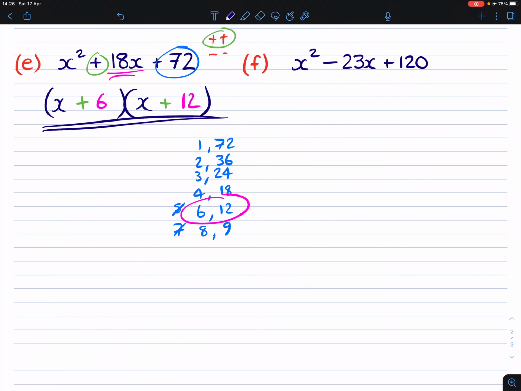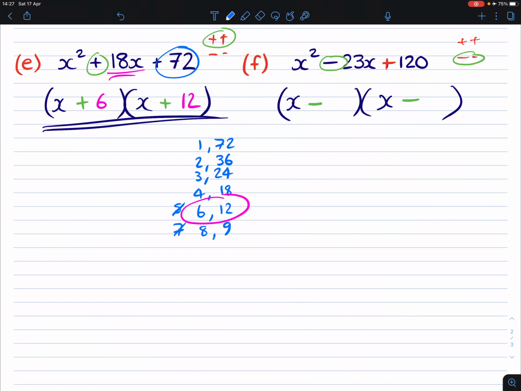Last one. X squared minus 23x plus 120. Nothing in common between any of them, so we look to see if we can factorize in the double brackets. X and x make x squared. We have a plus 120, meaning that it's going to be the same sign, either plus plus or minus minus. And we look in the middle to see which sign that is. So they are both going to be negative.